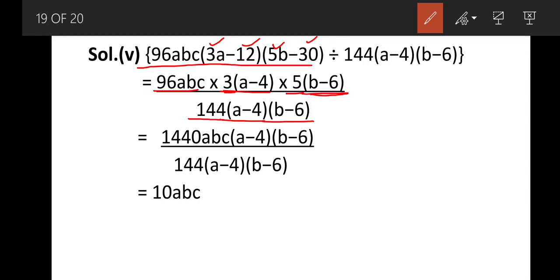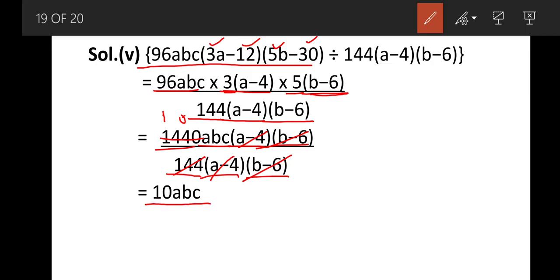Now if you multiply 96 into 3 into 5, you will get 1440. So I have written like this. ABC will remain as it is. A minus 4 into b minus 6 in the denominator. That means you need to divide it by 144 bracket a minus 4 into b minus 6. And now it is time to cancel out the common terms. So b minus 6 completely will get cancelled out with b minus 6. A minus 4 will get cancelled out completely with a minus 4. 1440 divided by 144, you will get 10. So your answer is 10ABC.